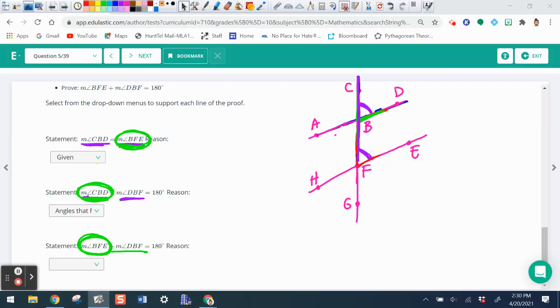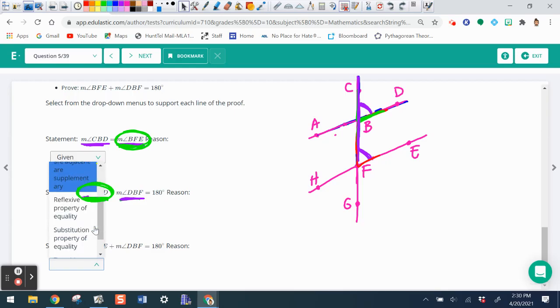Now, when you replace something of equal value in the equation, it's referred to as substitution. Just like in algebra, when you solve for x and you put that value back into the equation, it's called the substitution property. So hopefully they have that on our drop-down menu, substitution property of equality. Very good.